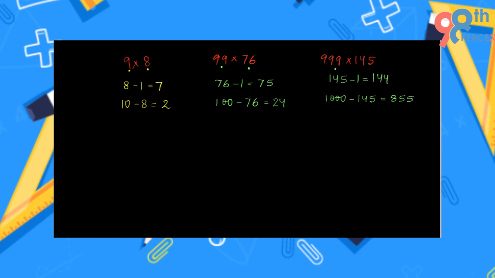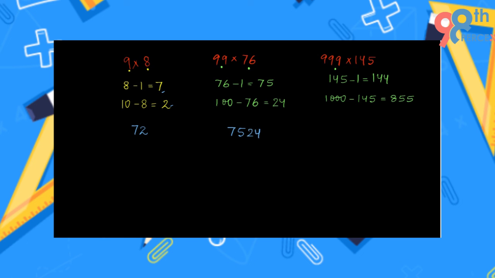Now let us talk about the product. So for 9 times 8, we have to write both these numbers one after another. So 9 times 8, I'm going to get the answer 72. For the product 99 times 76, I'm going to get the answer 7524.